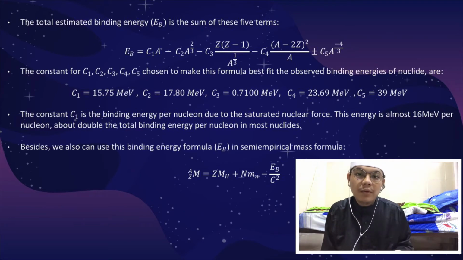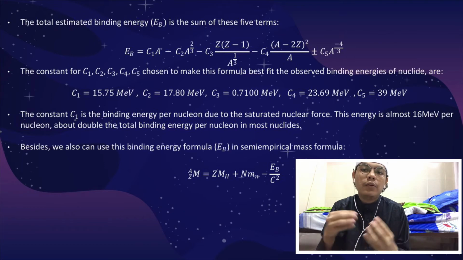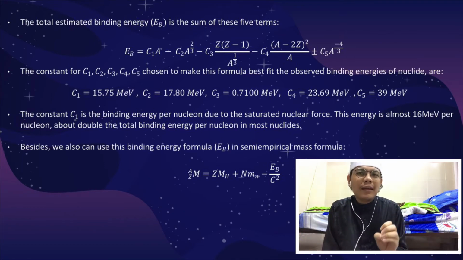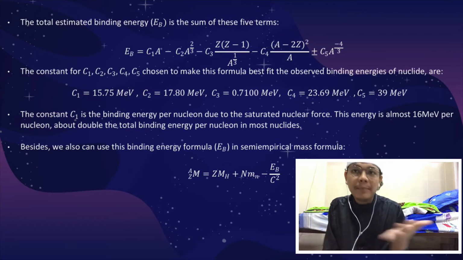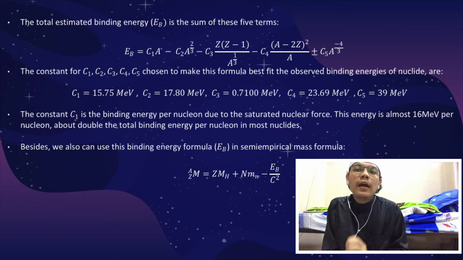So the constant C1 is the binding energy per nucleon due to the saturated nuclear force. So this energy is 90 mega electron volt per nucleon, about double the total binding energy per nucleon in most nuclei. Besides, guys, we also can use this binding energy formula and apply it in the semi-empirical mass formula as we can see in the slide.